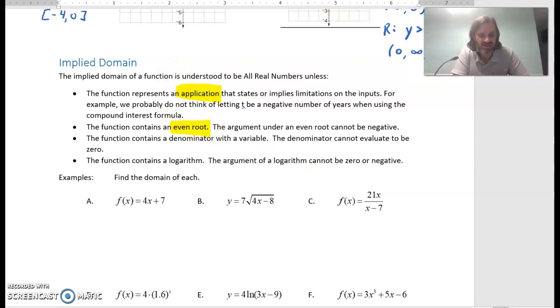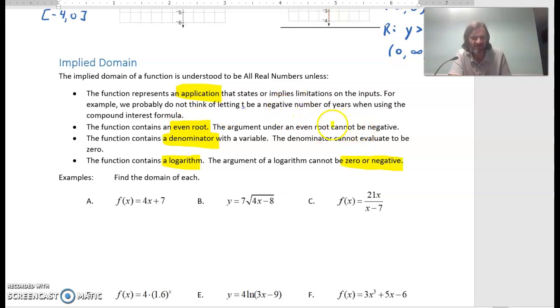Remember that you can't take the square root of a negative number and it still be real. The square root of a negative number is complex, so we don't want negatives under roots. Denominators: remember, if you divide by 0, that's undefined, so we can't divide by 0. And also logarithms cannot have a 0 or a negative in them. So we're looking for those three things.